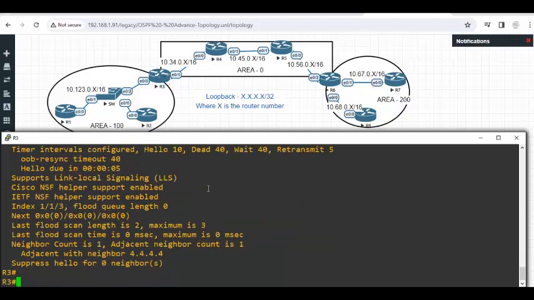Now, do you remember the first LSA type is called the router LSA? This LSA comes out from every router. Now let us go to R1 to check this. And not only the router ID, the connected prefixes will also be shared.